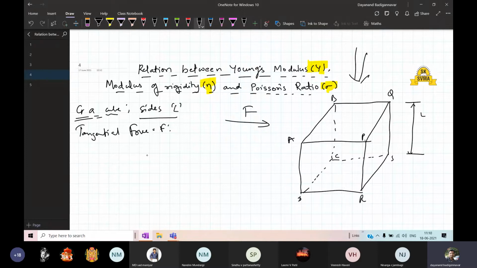The tangential force is F. So the lower surface is fixed. Which surface? I can mark it D, C, R, S. It is fixed, and force F is applied parallel, that is, tangential to the surface. Which surface? The surface ABPQ.